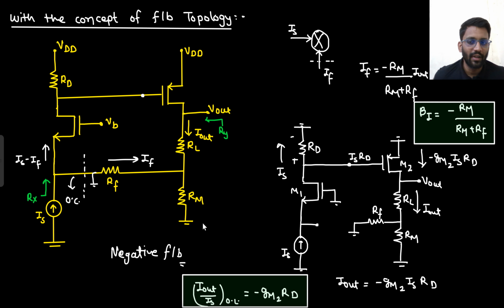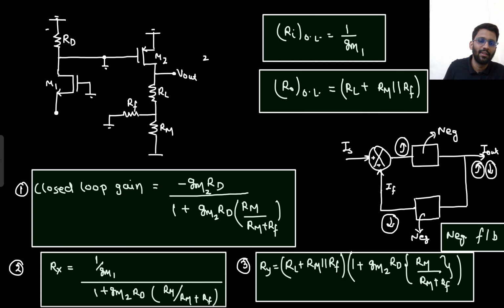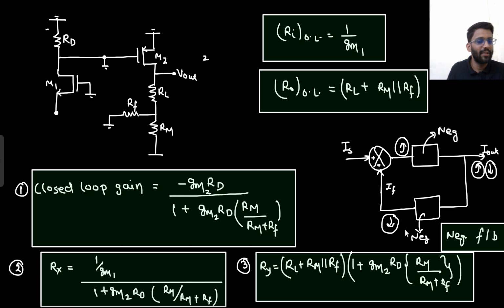That would be Rm upon Rm plus Rf with a minus sign, because I am taking If to be going outward. So into the gain, Is minus If current is going. So this is the block diagram. Is minus If current is going, but here the gain is also negative and the feedback factor is also negative. So eventually it is becoming negative feedback only.